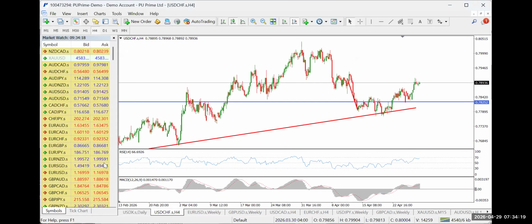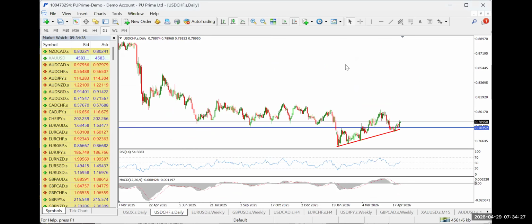For USD CHF, I said it also on Monday that I was seeing the formation. We are overall bullish. Overall, the outlook is bullish. We have an uptrend with an inverse head and shoulder. That should trigger us into a long-term bullish breakout.